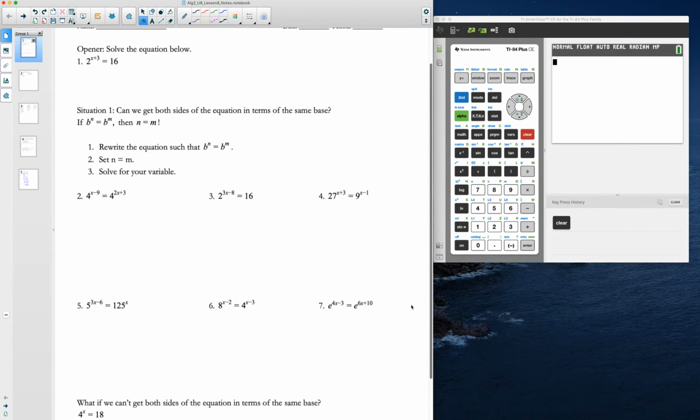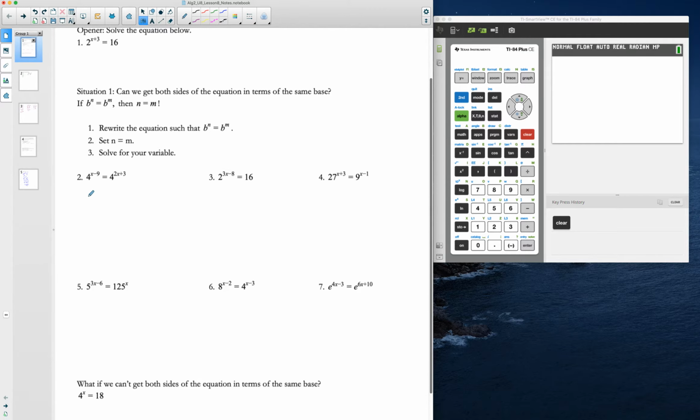What you can see with number 2 is that we have base 4 on the left, we have base 4 on the right. So if these two things are equal, that means that the exponent on the left, which would be x minus 9, has to equal the exponent on the right, which is 2x plus 3.